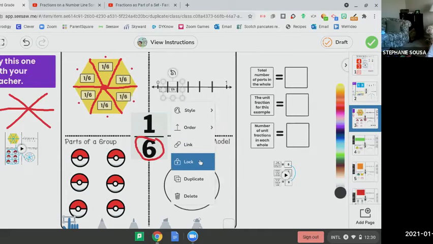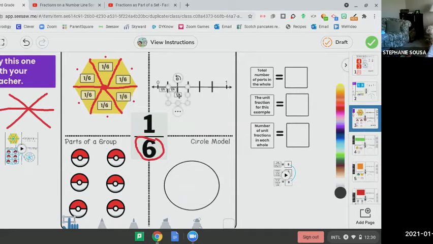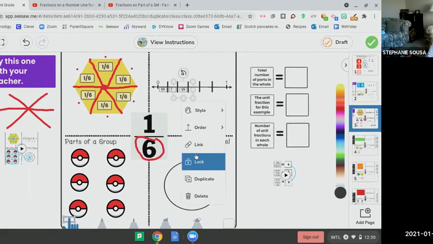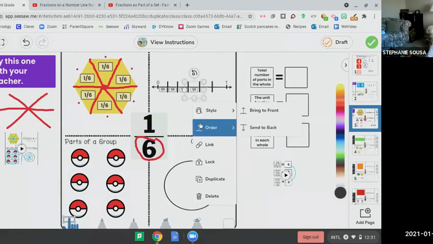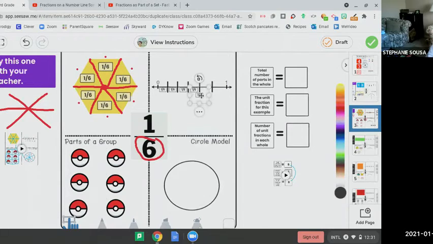The next space is 1/6. I hope you're duplicating along with me. The next space is 1/6. And so far we have 4/6. 1, 2, 3, 4. We need 6/6 in order to have all of our parts for this fraction. Boom.